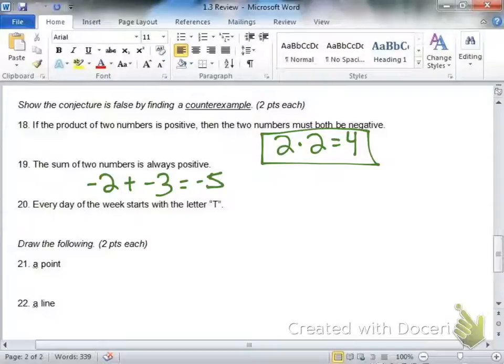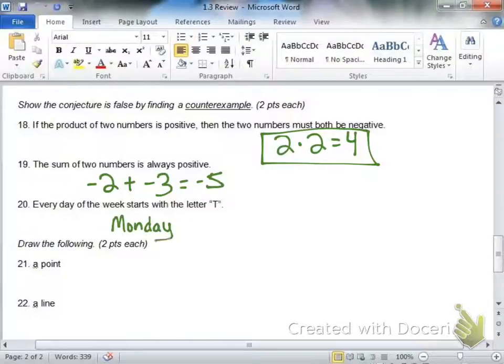And then number 20, every day of the week starts with a T. Tuesday. What does Tuesday start with? A T. So you just proved it right. Monday. I told y'all. Easy.